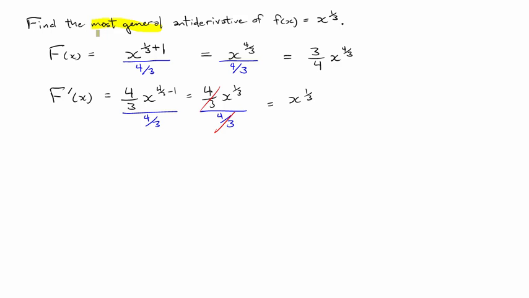Now, there are other functions, big F of x, whose derivative is x to the 1/3. In particular, if I added a plus 1 here, and I'll add it all the way across, if I take the derivative of that, the derivative of a constant is just 0, so I would have plus 0, plus 0, plus 0. In fact, that 1 could be anything at all. So I will add an arbitrary constant c, and this right here is the most general antiderivative.